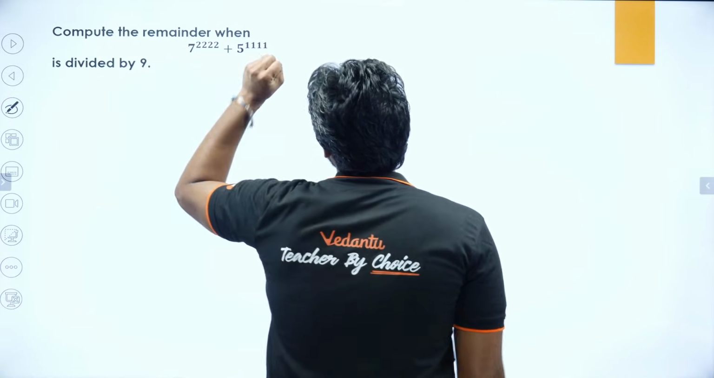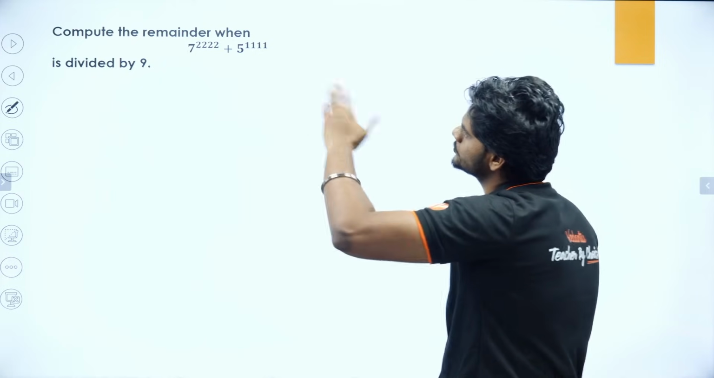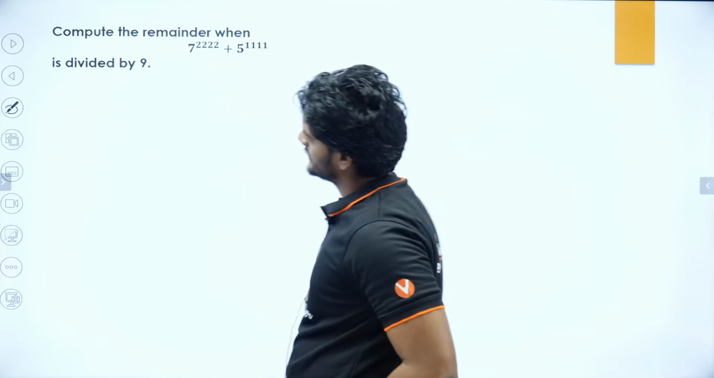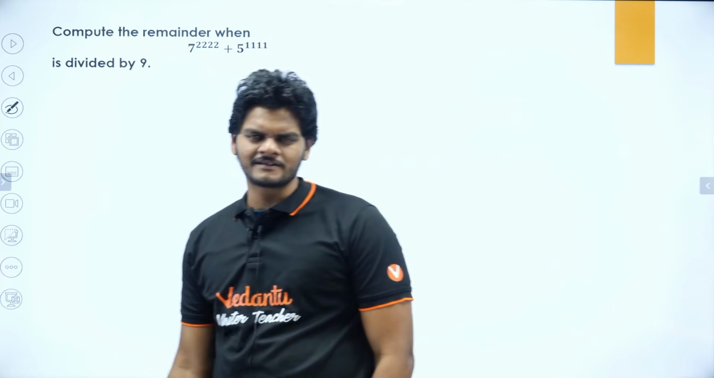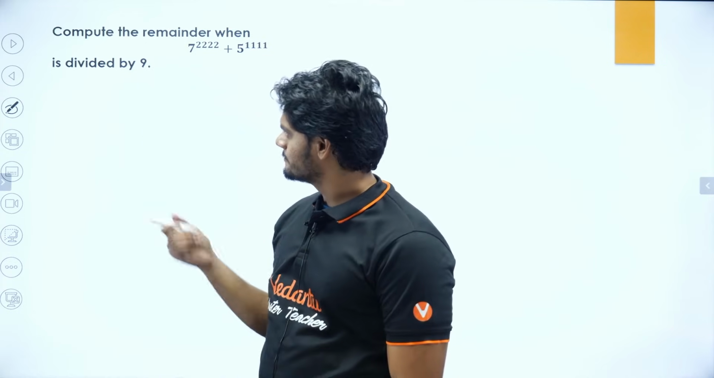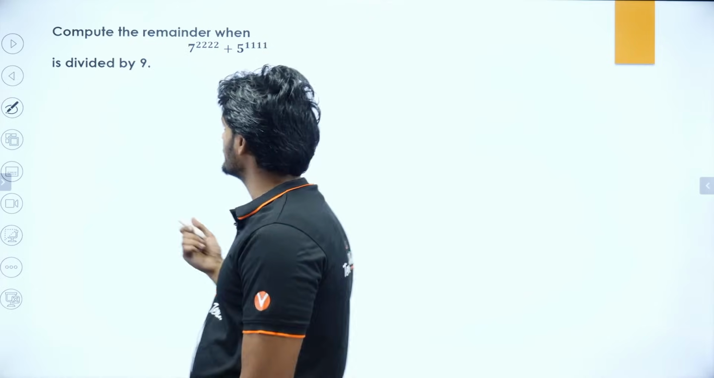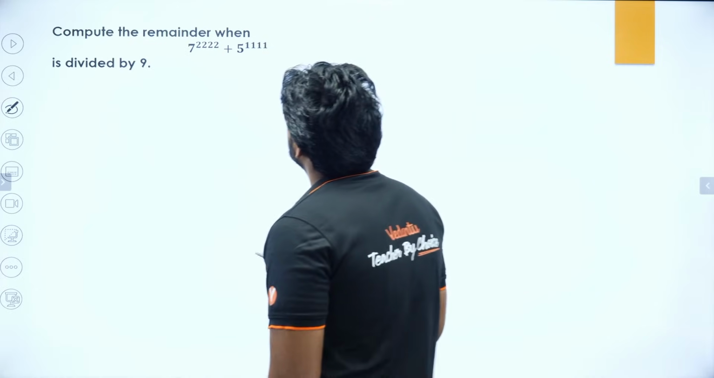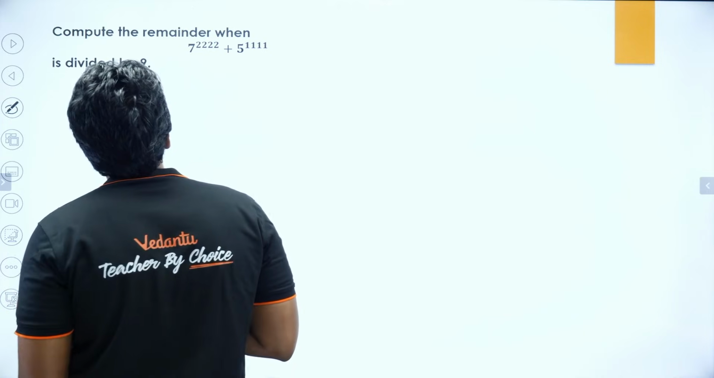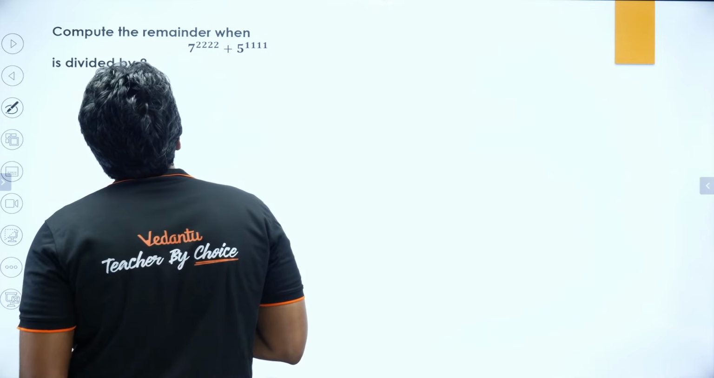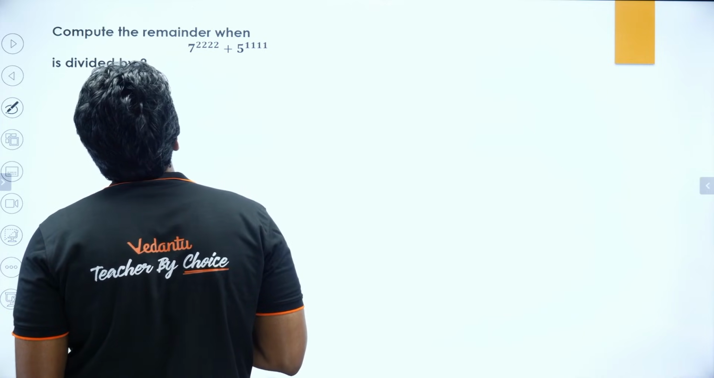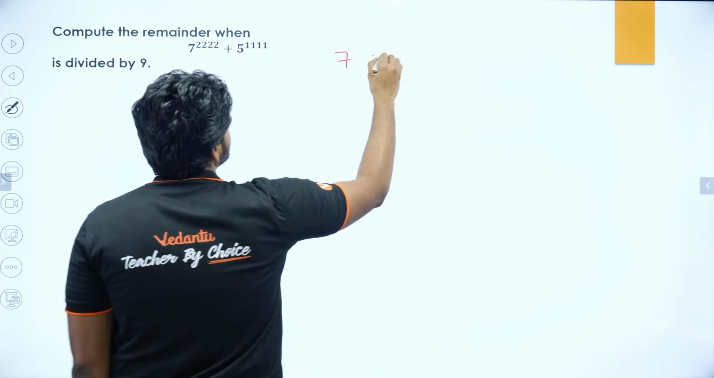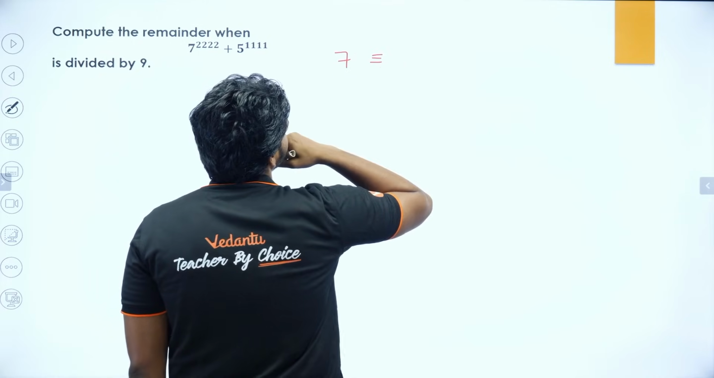Compute the remainder when 7 power 2222 plus 5 power 1111 is divided by 9. So essentially we are kind of computing the sum of the digits mod 9. So let's have a look at it. First of all, what is 7 mod 9? 7 is congruent to minus 2.